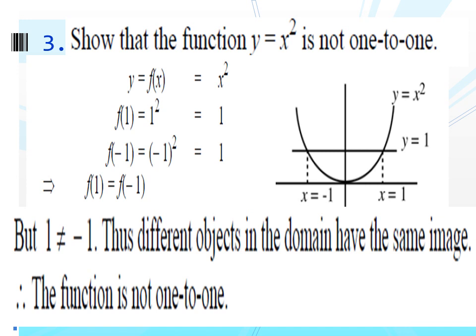That is, we have 1 not equal to minus 1 implies f of 1 not equal to f of minus 1. But we have f of 1 and f of minus 1 have the same image. Therefore, it is not a one-to-one function. Thus, different objects in the domain have the same image. Therefore, the function is not one-to-one.